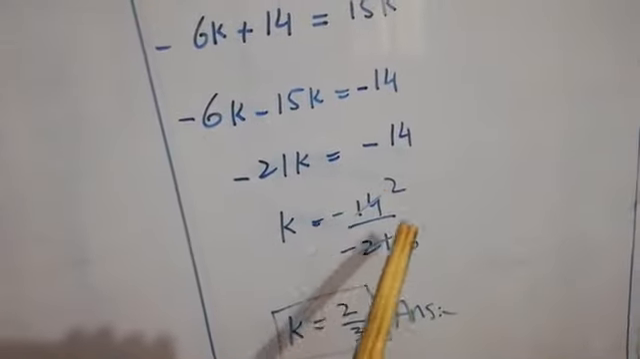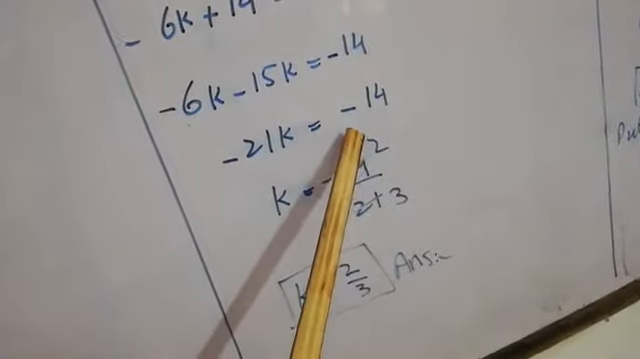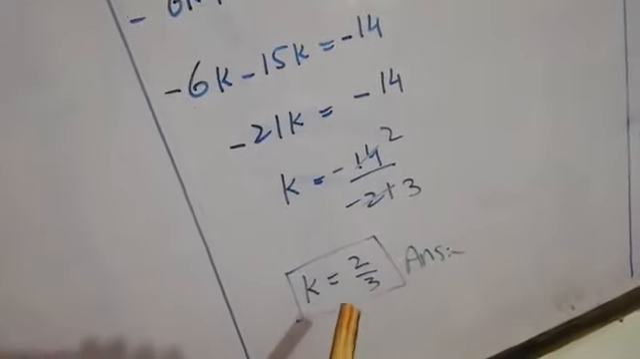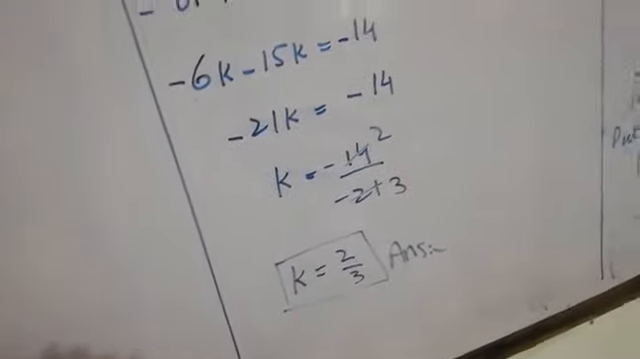Both will be divisible by 7, so we will divide this fraction by 7, and we will get 7 twos are 14, 7 threes are 21. So the value of k is equal to 2 by 3.